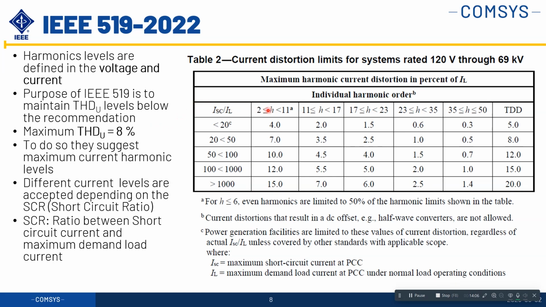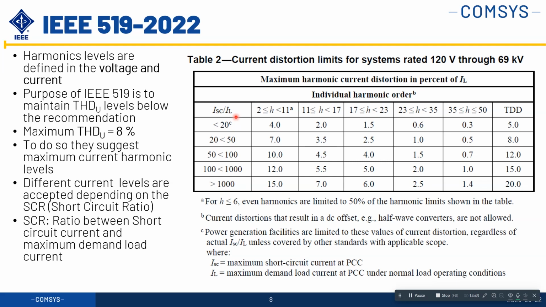That is right. And if we look at these limits here, you can see that these limits depend on the short circuit ratio. That is the ratio between the short circuit current of the grid, and that can be the primary side of the transformer, so whatever the grid operator is supplying to you, or it could be the secondary side, so whatever is limited by the transformer, and we divide that again by the maximum demand load current. So you see the maximum demand load current is feeding into all of these different aspects, so it's a very important factor.